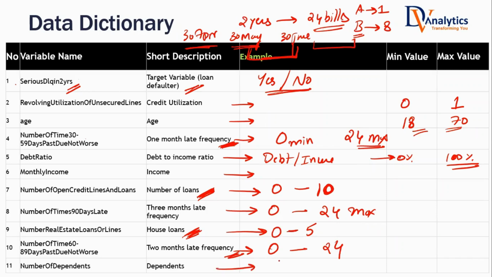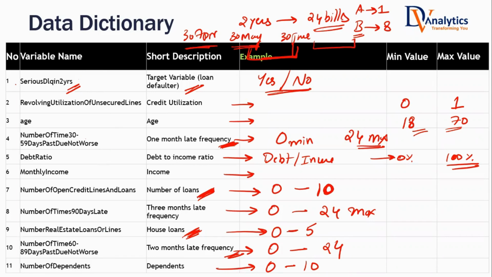Number of dependents. How much will be the minimum? 0. Maximum? 3, 4, 5, 6, maybe if you have a very big family, 10. Are you clear on all these variables without any doubt? Do you think all these are good factors that will influence whether the customer is good or bad? Somewhat they are all connected, isn't it?